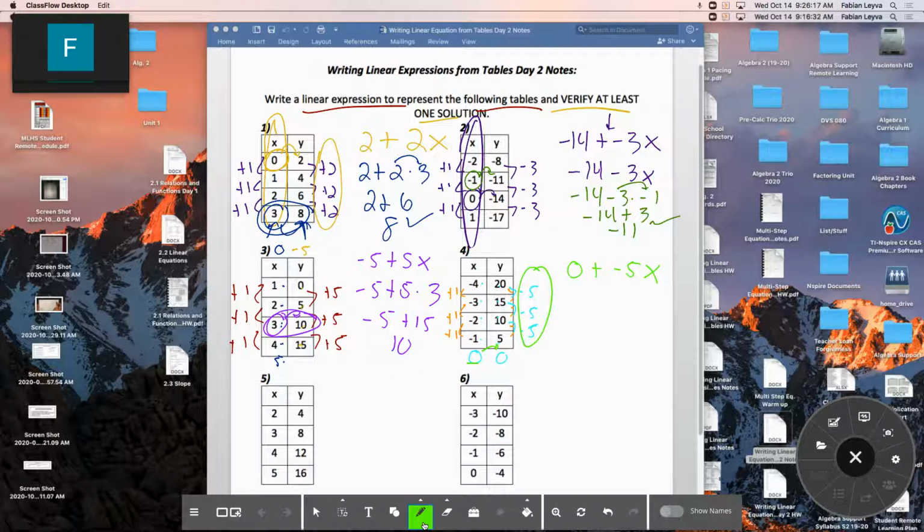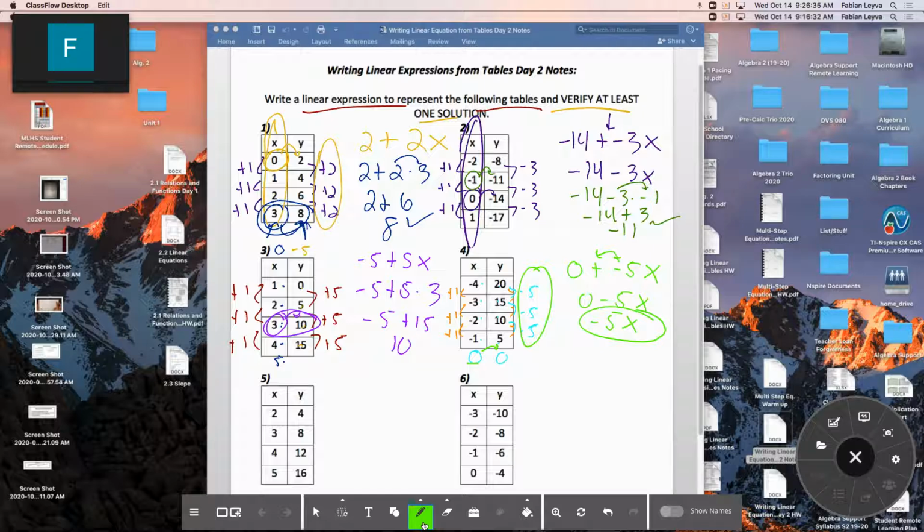Don't forget your x. Now remember that whenever you have a negative and a positive right next to each other, a negative times a positive is just a negative. So I'm going to simplify that. I'm also going to notice that 0 minus anything or 0 plus anything is just itself. So that means I can simplify it further and just end up with a negative 5x.